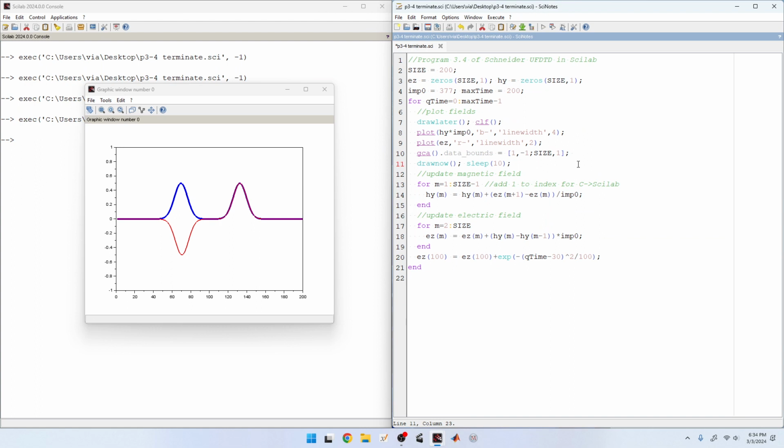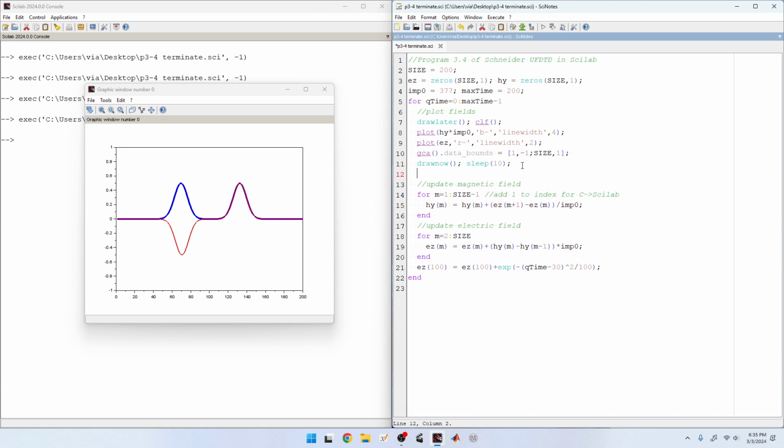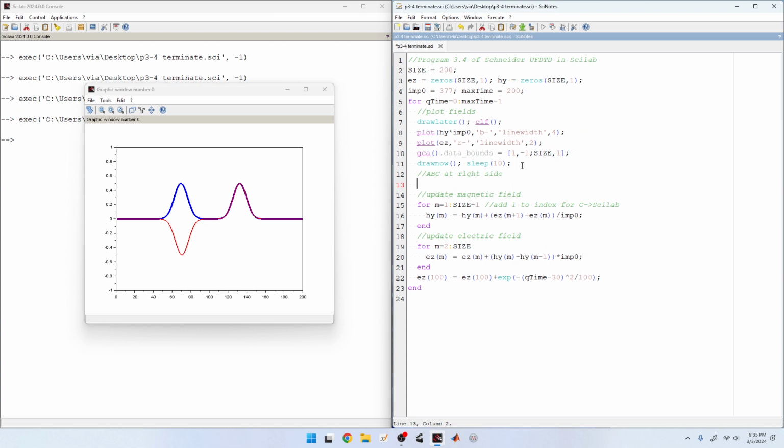Okay, so let's do that here. We'll say ABC at right side. And it was that we make HY size equal to HY size minus 1. Okay, and then we go through, and now that HY size minus 1 gets updated according to this. Now that should take care of the reflection at the right side. Let's run this again and see what it does.